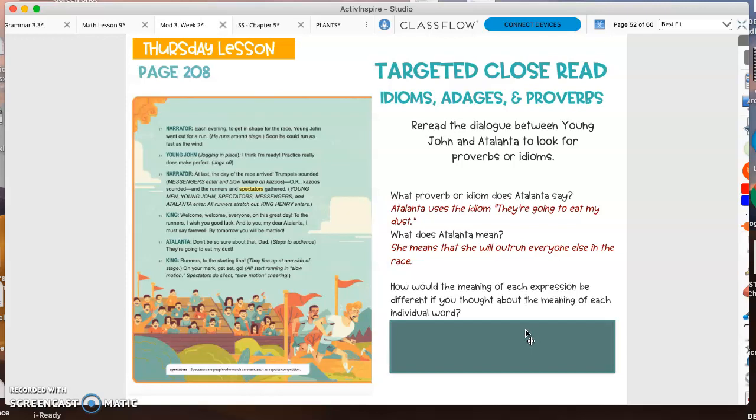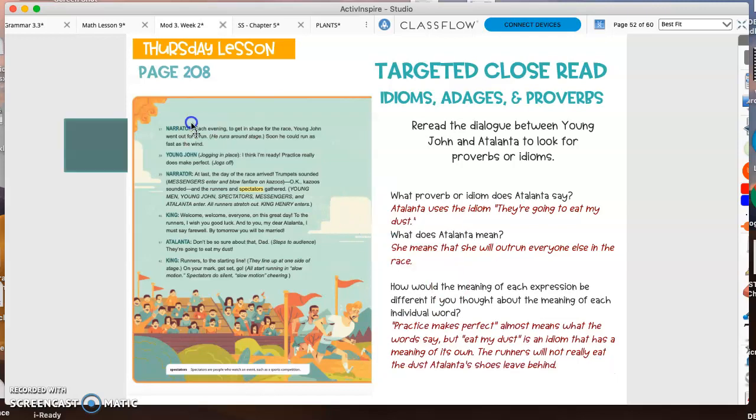And how would the meaning of each expression be different if you thought about the meaning of each individual word? Practice makes perfect.